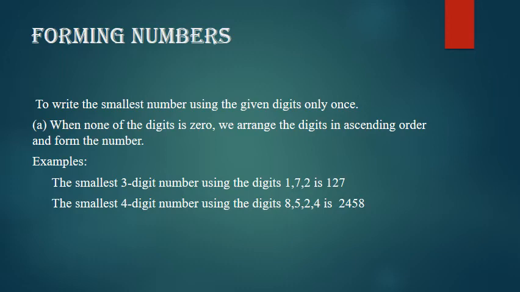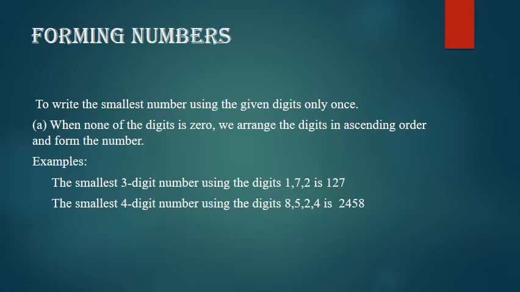So we just need to arrange them in ascending order, and you all know ascending order means small to big. So the smallest 3-digit number using the digits 1, 7, 2 is 127, writing in the ascending order, small to big.